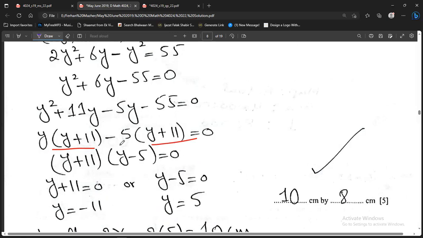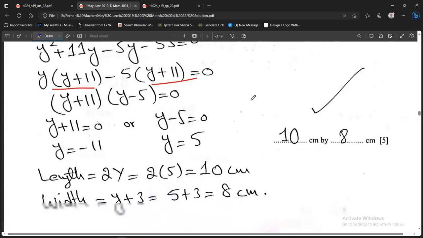From the last two terms, I will take minus 5 common. In the bracket, you will have y plus 11. So now you can take this bracket common, and from here I will have y, from here I will have minus 5. These two brackets are multiplying with each other, and their answer is 0. So either the first bracket is 0 or the second bracket is 0. If I make y plus 11 equal to 0, y will be equal to minus 11. If I make the second bracket equal to 0, that will be y minus 5 equals 0. So y will be equal to 5.